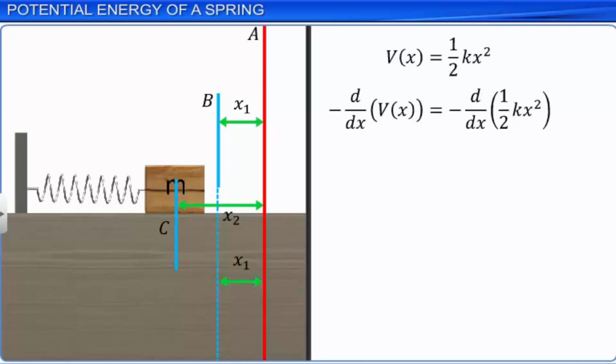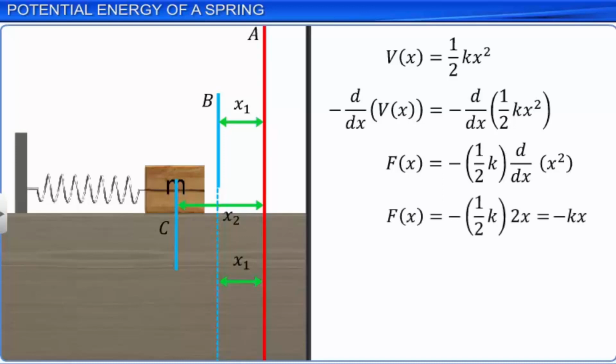On further simplification, we get F of x is equal to minus half k into dx square by dx. Thus, by doing the derivation of the equation of potential energy of a spring, we can easily verify the equation for the spring force as F of x is equal to minus kx, as shown.